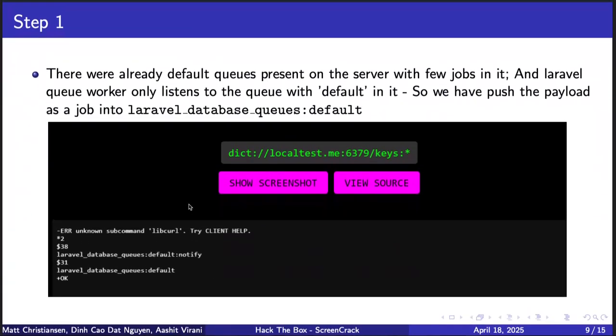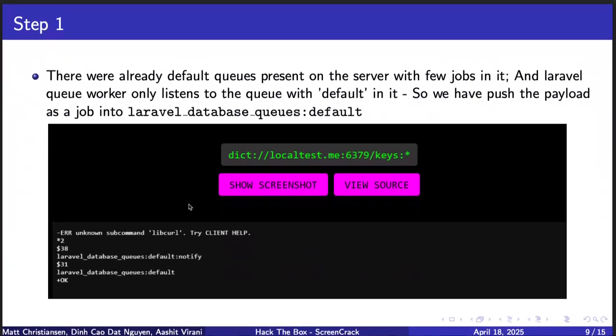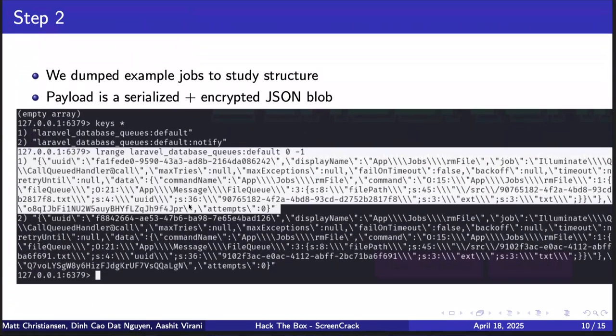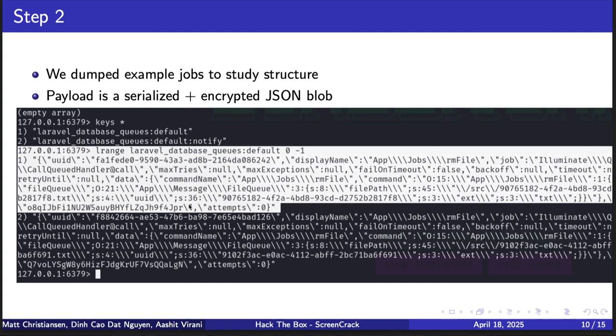So in more detail, with step one, there were already default queues present on the server with a few jobs in it. So we just had to look at that, and the Laravel queue worker only listens to the queue named default. So we have to push the payload as a job to the database. Step two is we dumped example jobs to study the structure. So the payload structure is very important in that it's serialized and encrypted. And so we got a lot of context here about what our payload should be.